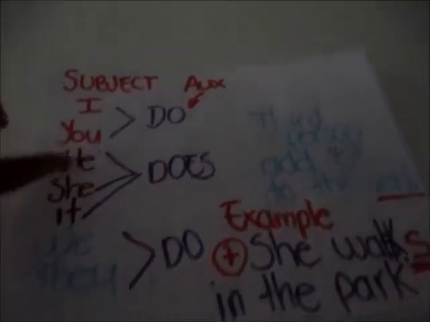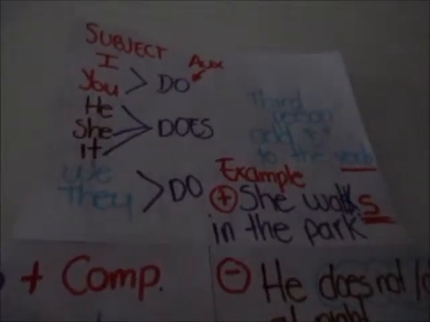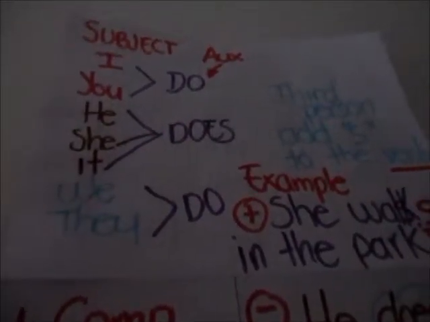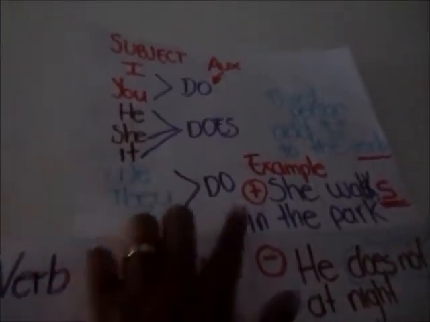Look. The subject is the pronoun or the name, depending on what you can use. The auxiliary for the simple present is do or does. You use do for the first person. The first person is I and you. For the third person you use does. The third person is he, she, it. And the fourth person is we and they, and you use do.